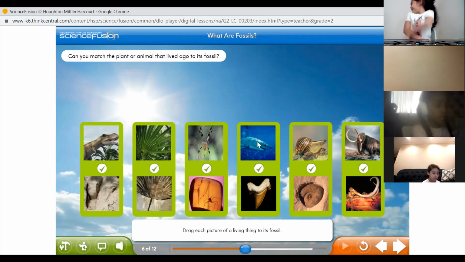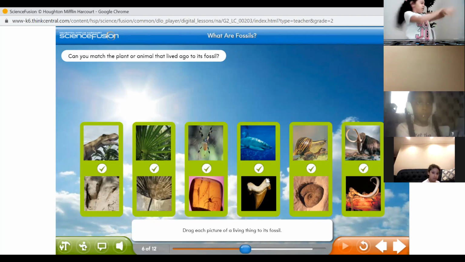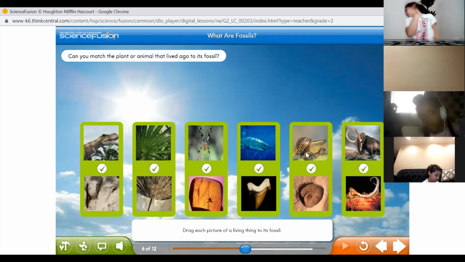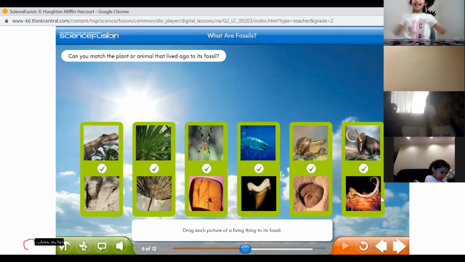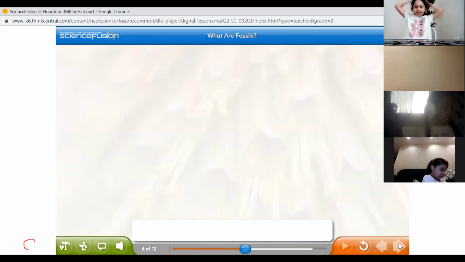What about the shark? Wow, this is a fossil of a shark. And this is a shark, a living one. This is a snail. Look at a fossil of a snail. This is the living one. What about this elephant? Wow. This is a fossil of an elephant, and up there is the real one. Now let's take a look at the second slide.